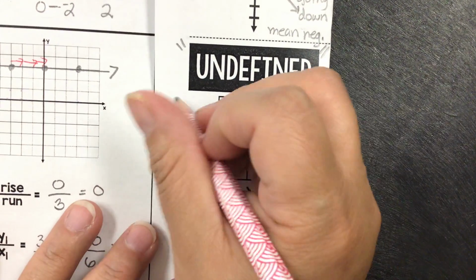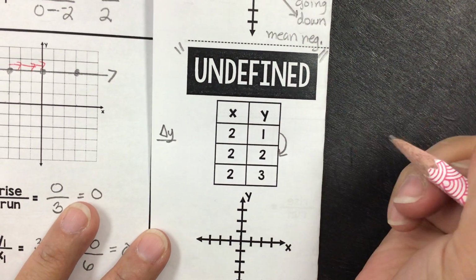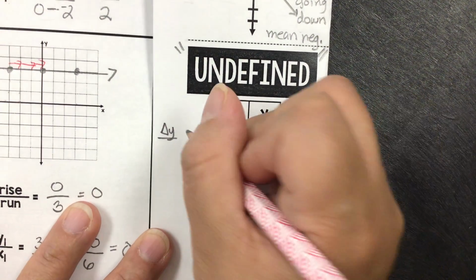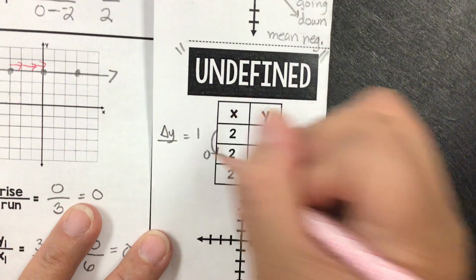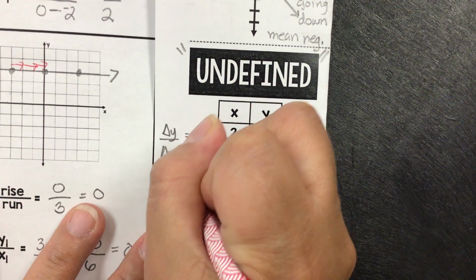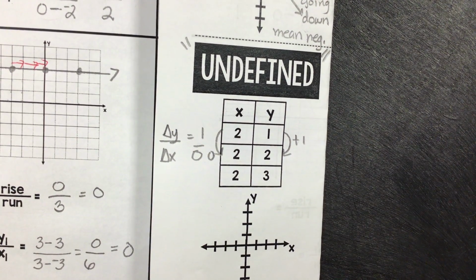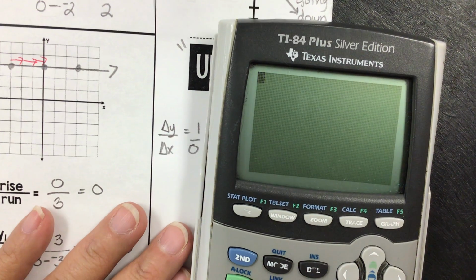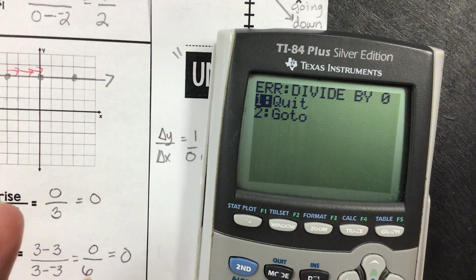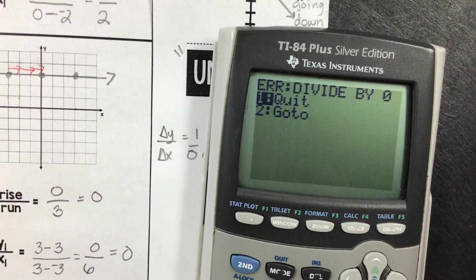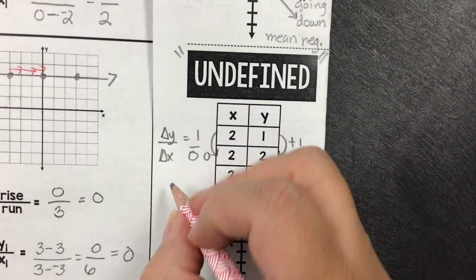Let's do the rate of change first. So the change of y from here to here is plus 1. So we're just going to put a positive 1 over here. From here to here, it was 0, didn't move anything. So that means that the change of x is equal to 0. Let's put that in the calculator. 1 divided by 0. We actually don't put that, that's why we call it undefined. It's not possible to do a division by 0. And that's why we call it undefined.